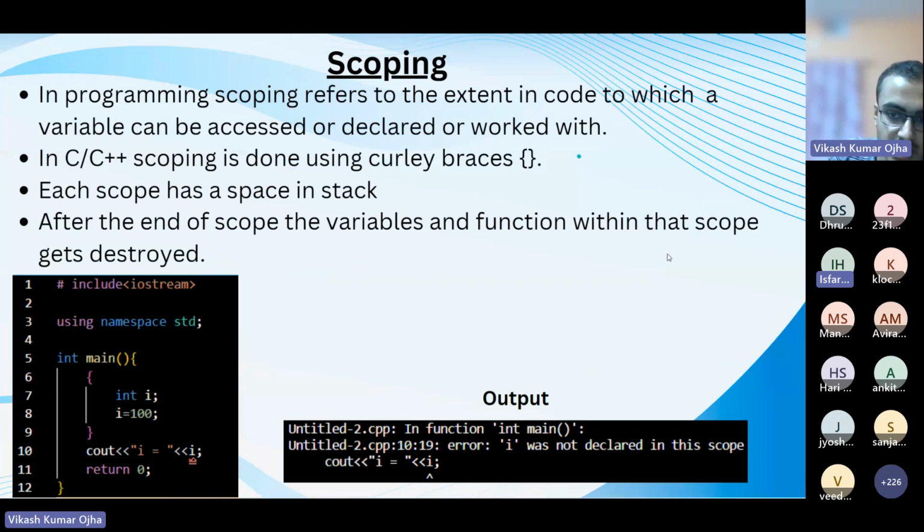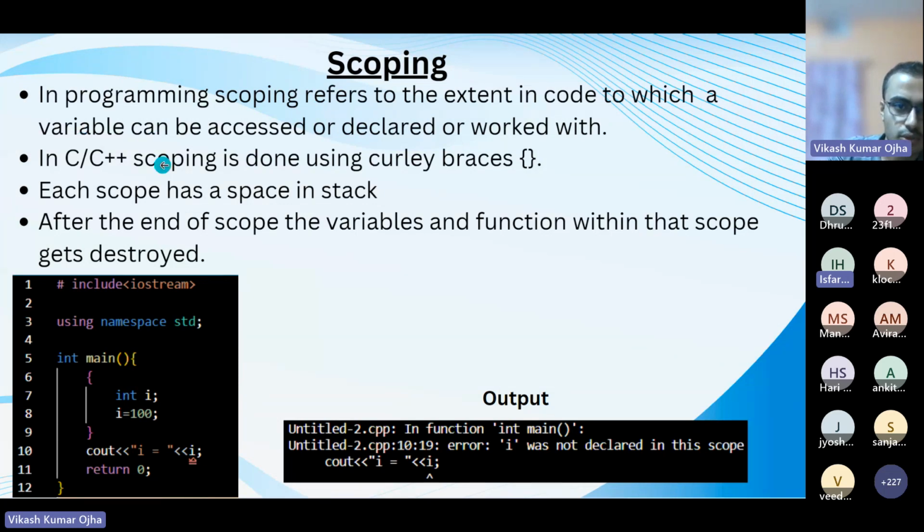So that's what I have to say for heap. Let's go to scoping. Scoping refers to the extent to which a given variable is available in the code, or the extent to which it can be used in the program. This will become clearer with some examples that I will take in a few minutes.